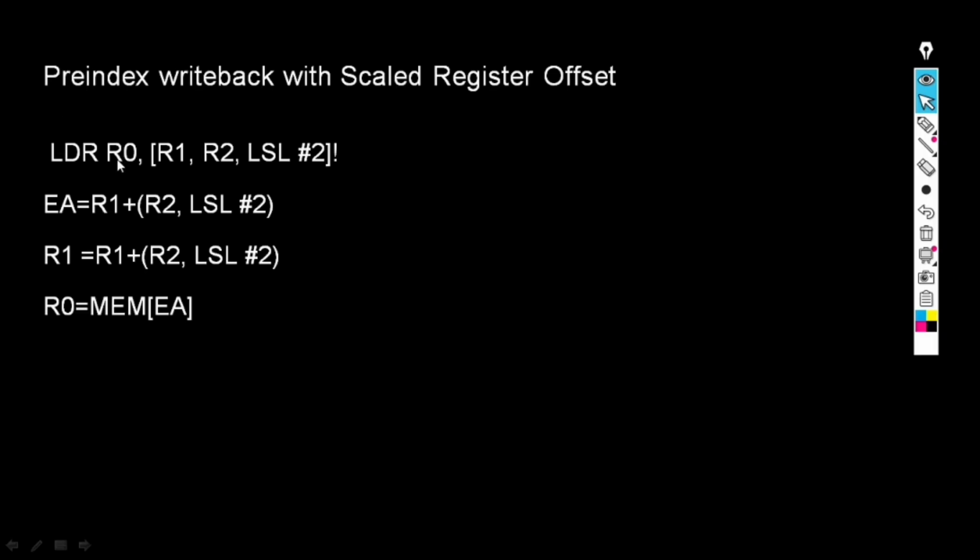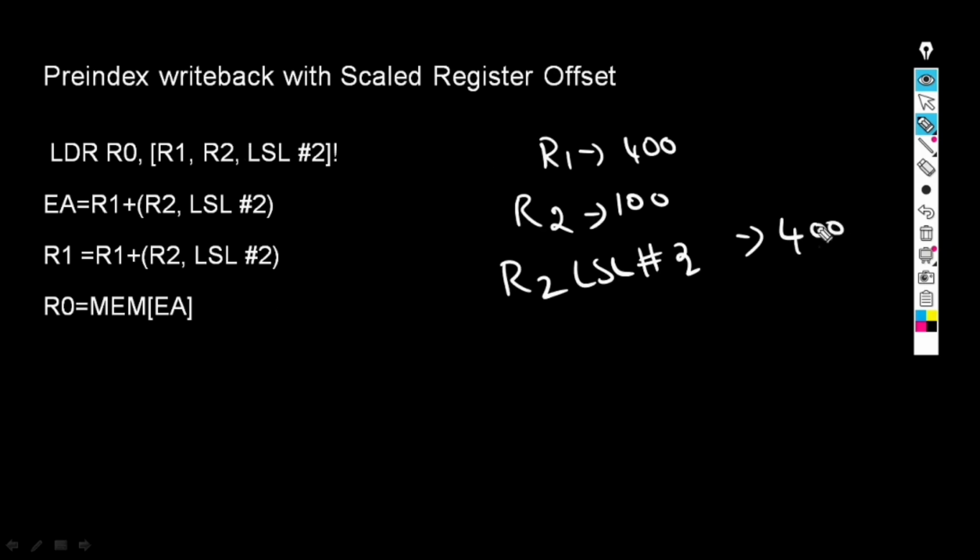Next, what we have is pre-index write back with scaled register offset. In this particular case, because write back is there, the same as the last case, what we did, that is after adding 400 and 400, 800 was the result, as we expect, in the effective address.